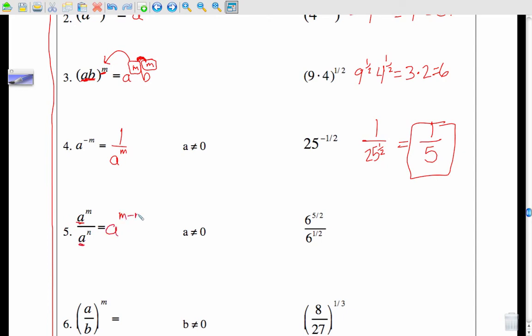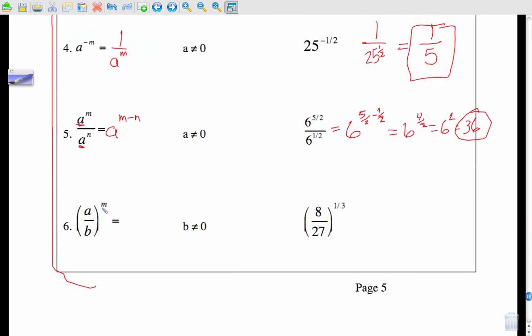Power over a power. As long as this a and this a are the same, you subtract them, a to the m minus n. So I'm going to go 6 to the 5/2 minus 1/2. In order to subtract fractions, they have to have common denominators. They already do, so you end up with 6 to the 4/2. Reducing that, you will get 6 squared, which is 36.